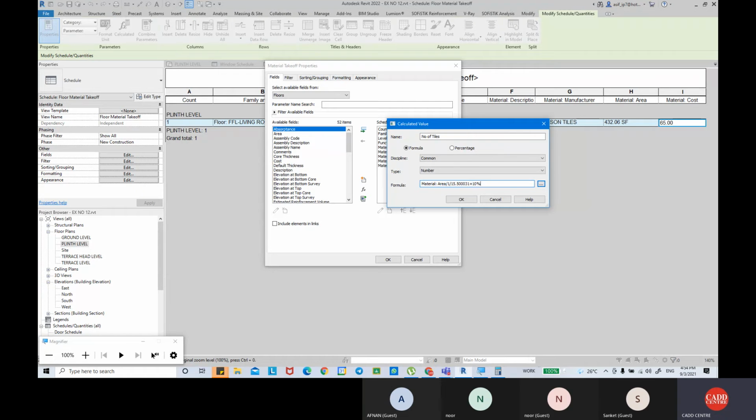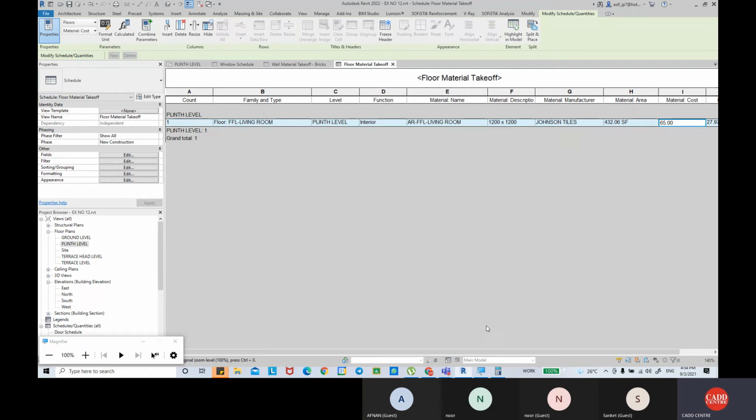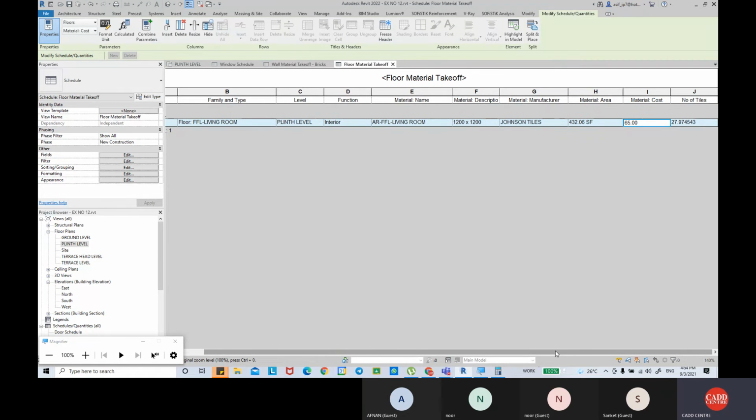So I'll be requiring around 27.97 number of tiles in an area of 432 square feet, of a tile size of 1200 by 1200. With the wastages, which is equivalent to like 28 number of tiles, basically.